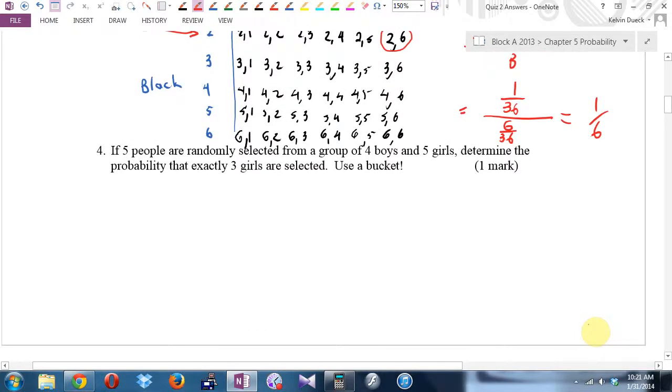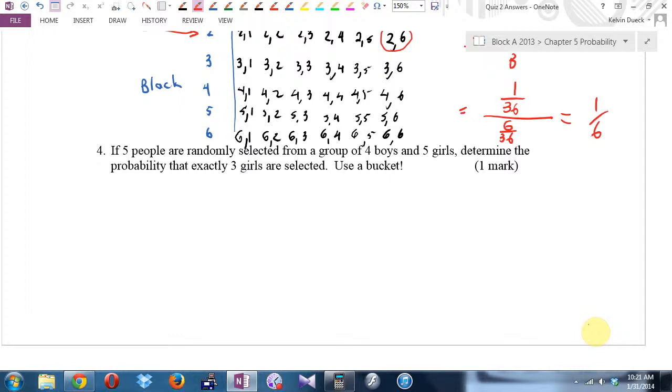Number four. Okay. Justin, can you read number 4? No, I think I picked on you already, didn't I? Nope. No. Justin, read number 4 to me. If 5 people... How many people? 5. We're selecting how many people? Again? 5 people. I don't think I want to do a 5-level tree.